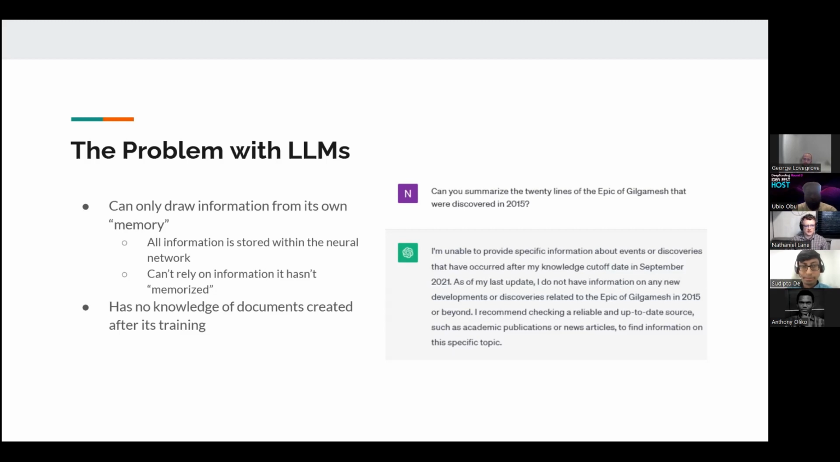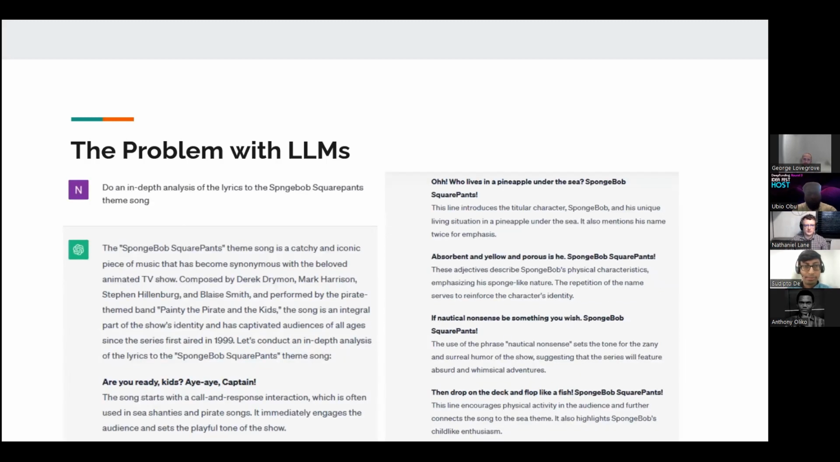Meanwhile, if I ask it to do an in-depth analysis of the lyrics to the SpongeBob SquarePants theme song, it gives a long, long response, even longer than what I can show here. And I'll also note, I misspelled SpongeBob in this prompt, and it still was able to figure it out. So there's very clearly a problem here.